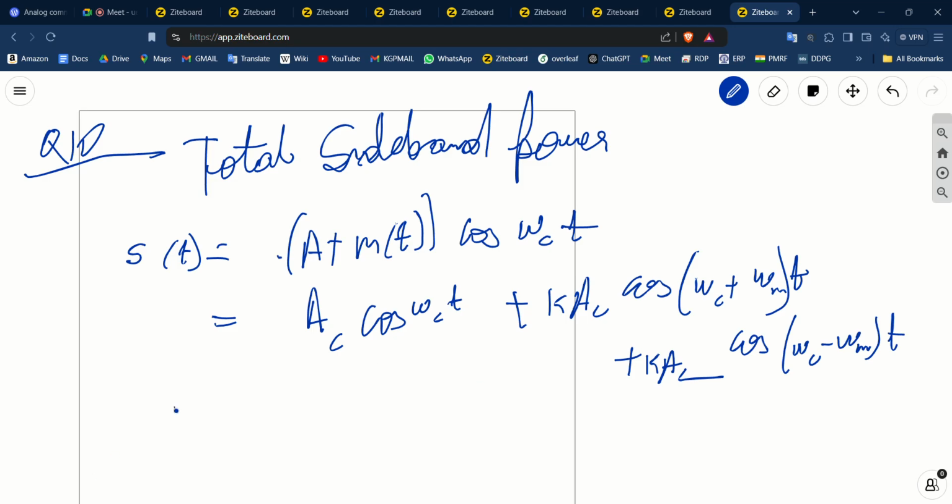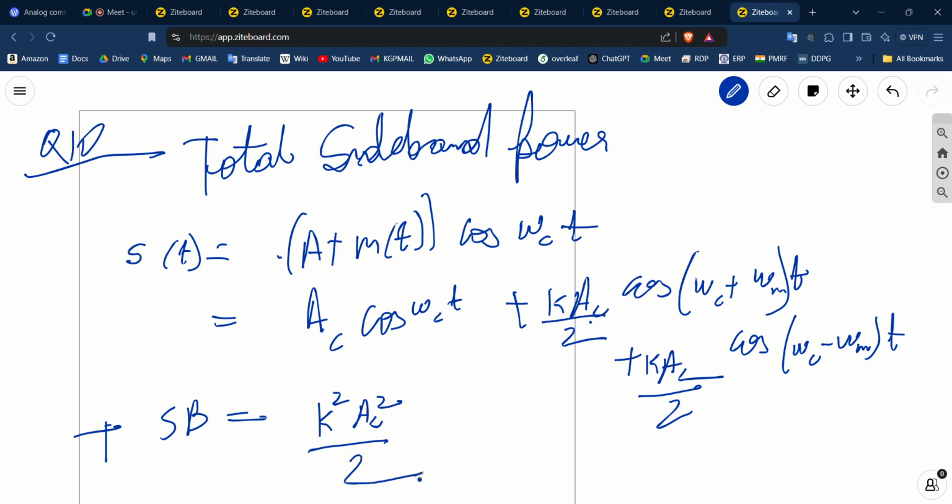So the sideband power, total sideband power is K square AC square by 2, and the total power is AC square plus K square AC square by 2.